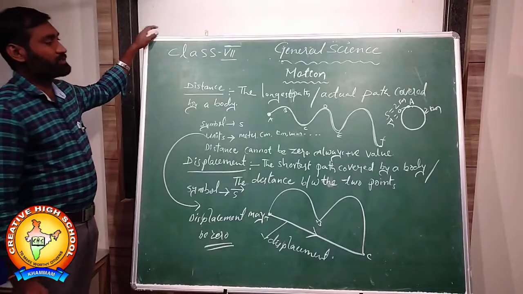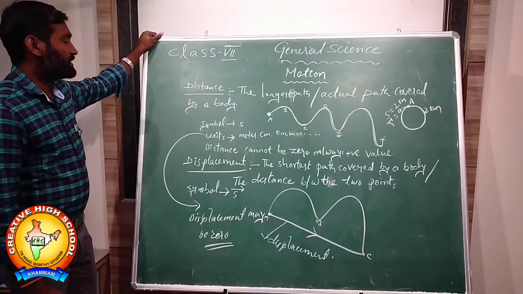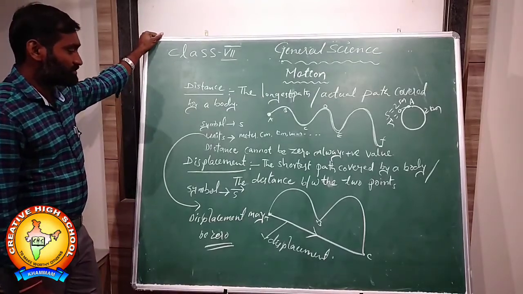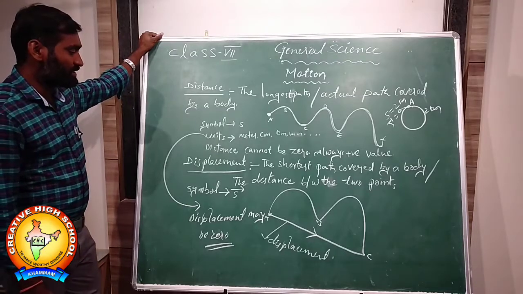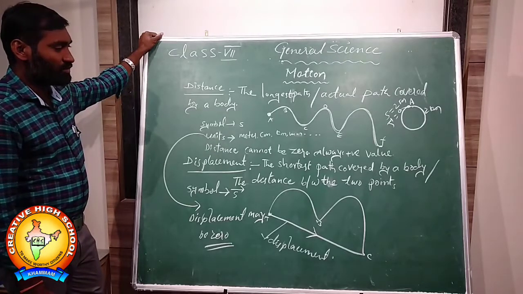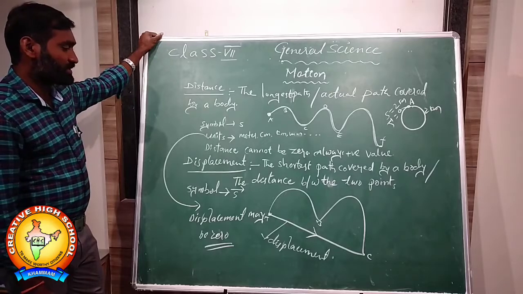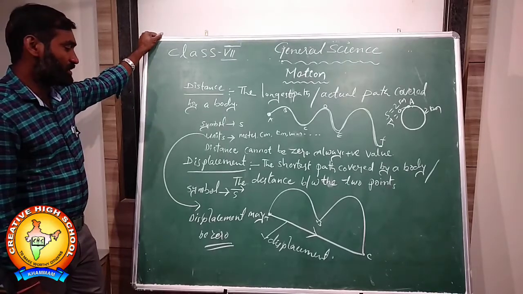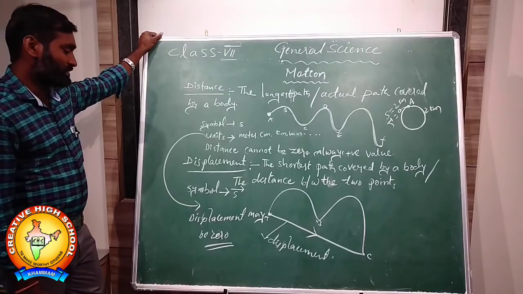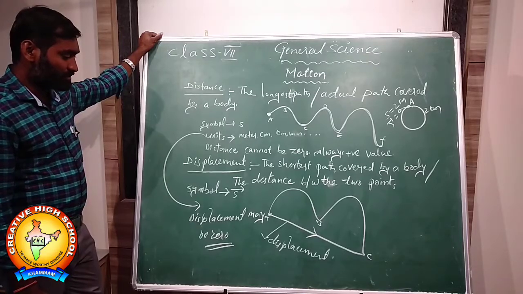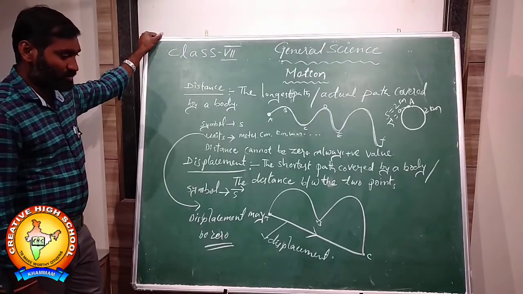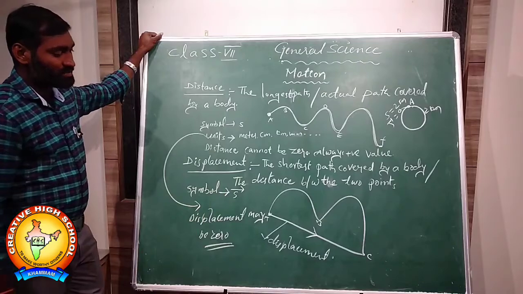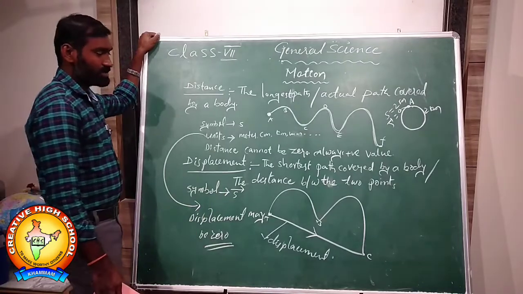Distance is the longest path, or the actual path, covered by a body. The symbol is S. Units are meter, centimeter, kilometer, and millimeter. Distance cannot be 0; it is always a positive value. Displacement is the shortest path covered by a body, or the distance between the 2 points. Its symbol is S bar, and displacement may be 0. The diagram shows the displacement.